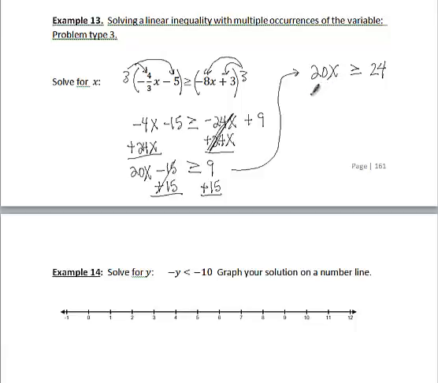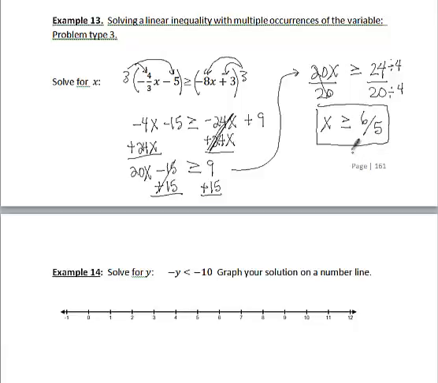And the final step to get the x by itself would be to divide by 20. And we are dividing by a positive number, so once again, we do not flip the inequality symbol. 24 over 20 can be reduced to 6 over 5 because both 24 and 20 are divisible by 4. 24 divided by 4 is 6, 20 divided by 4 is 5, and so we have the solution to our inequality. X is any number greater than or equal to 6/5.